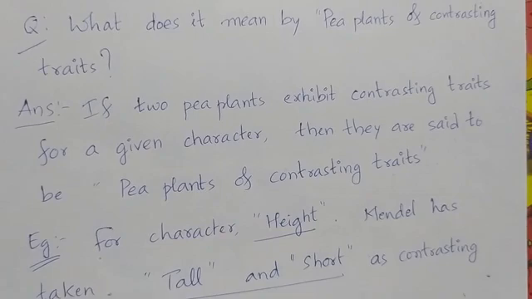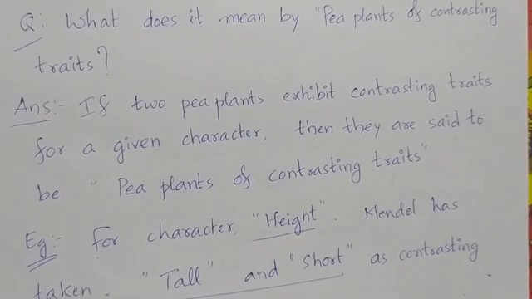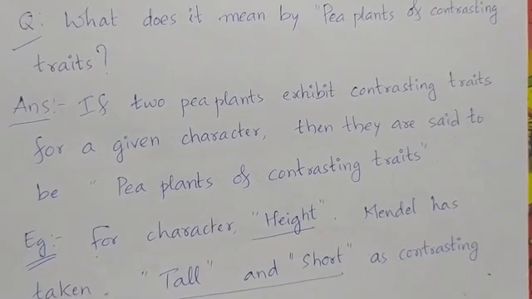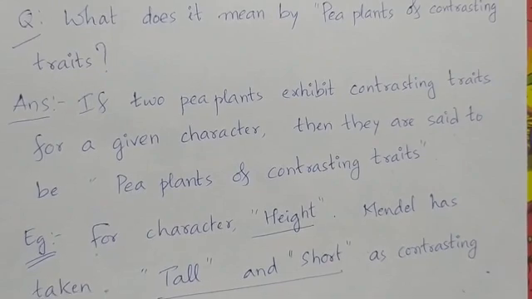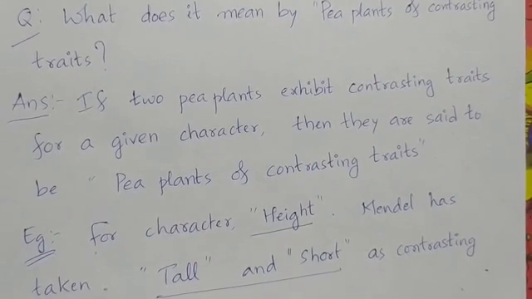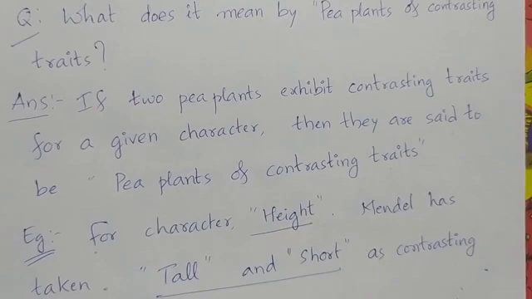Listen. If two pea plants exhibit contrasting traits for a given character, then they are said to be pea plants of contrasting traits. For example, for character height, Mendel has taken tall and short as contrasting traits. So tall and short, these two are traits of the character height. So these two are pea plants of contrasting traits for a given character.